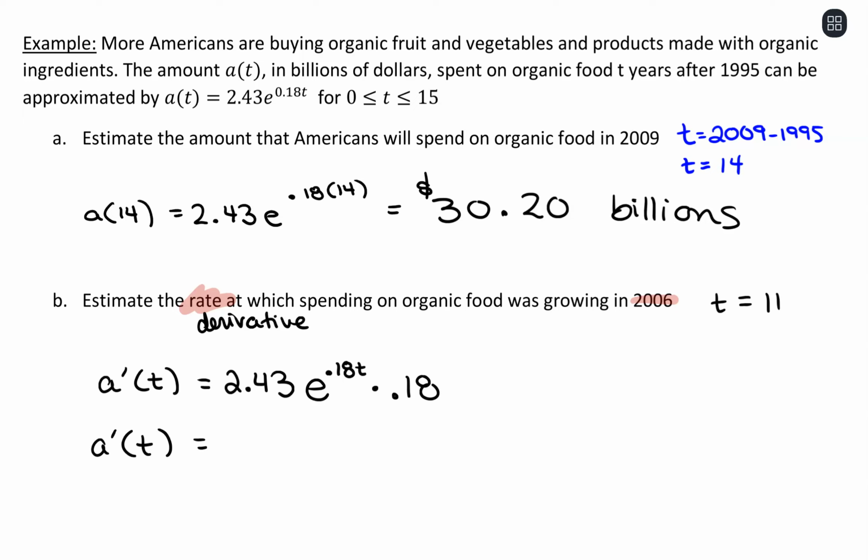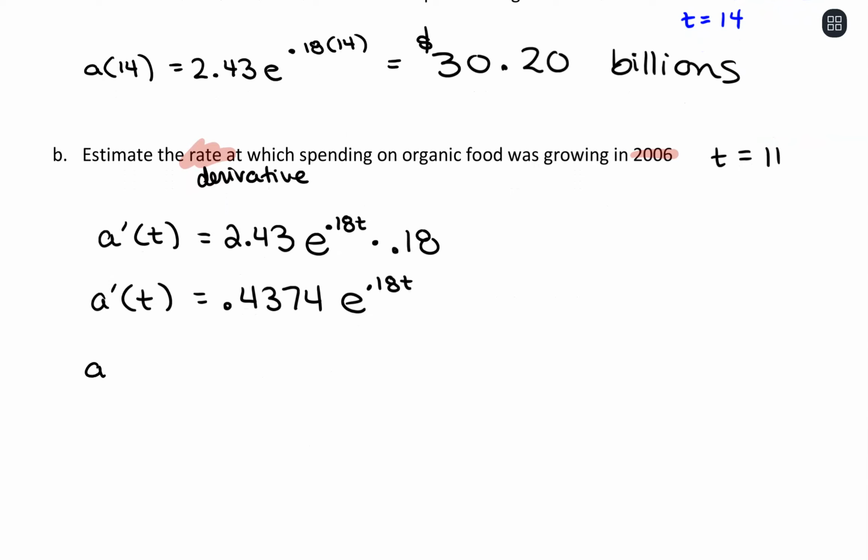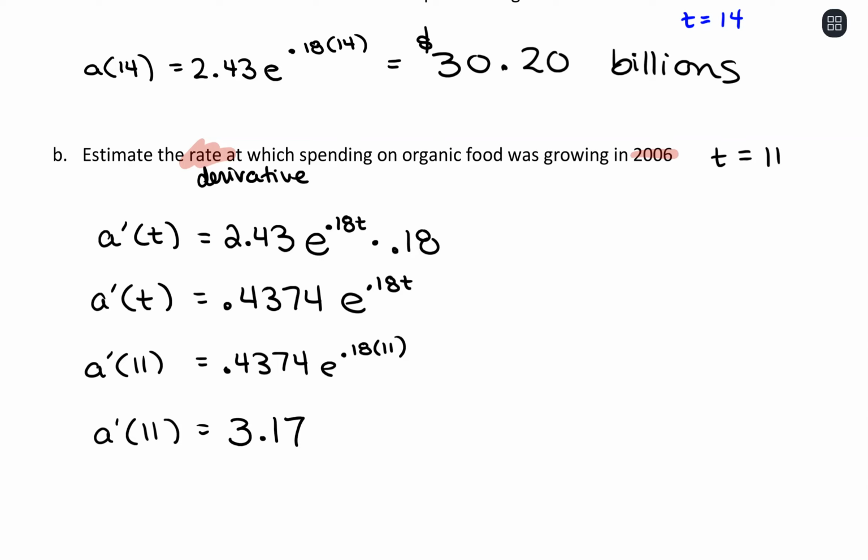So simplifying this, we're going to have 2.43 times 0.18. See how messy that is? Not too bad. 0.4374 times e to the 0.18t. And we're going to plug in 11. So 0.4374 e to the 0.18 times 11. And if we just plug that into a calculator, we should get 3.17. Let's go ahead and round this to 2 decimal places.